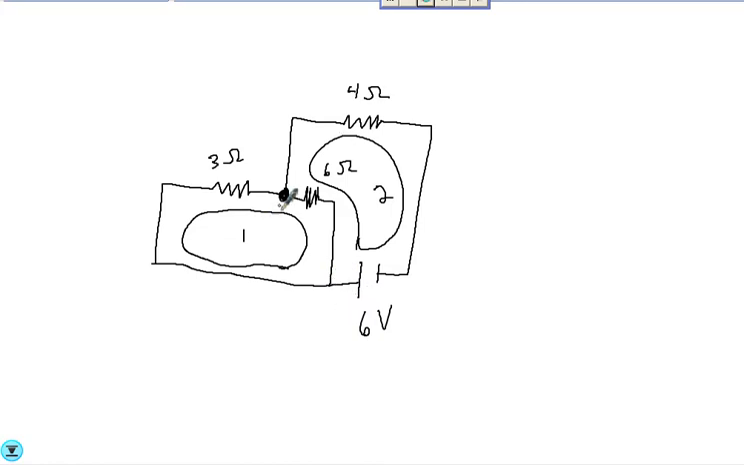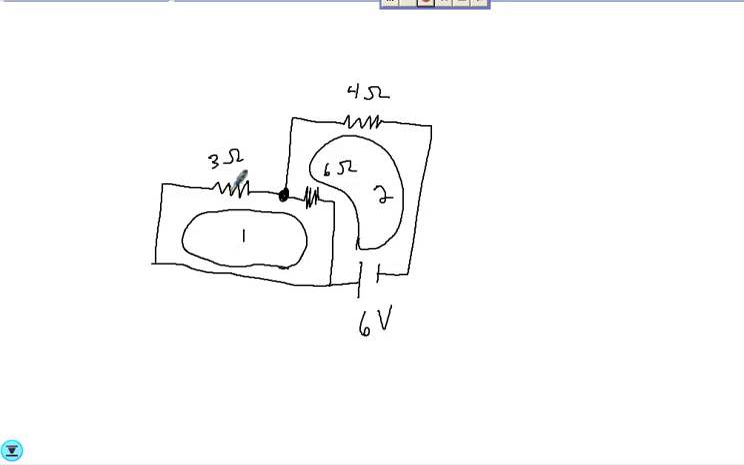So I say that we want to pick this junction because it's connected to all of the resistors. Now sometimes you will run into a problem where you can't connect all the resistors to one junction, and you will have to use several different junction equations.